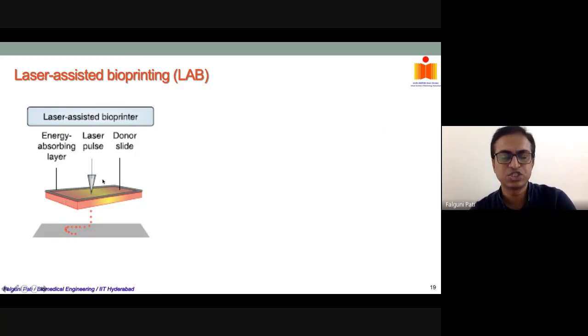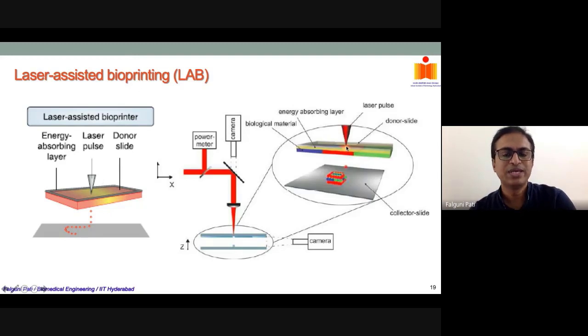Now whenever the laser is on, it can pass through the glass slide and hit the gold layer, and the gold will get heated up and generate heat. The bioink is an aqueous based layer, so some bubble will be produced, and due to the bubble, some material is dislodged and can be collected in the collector plate.